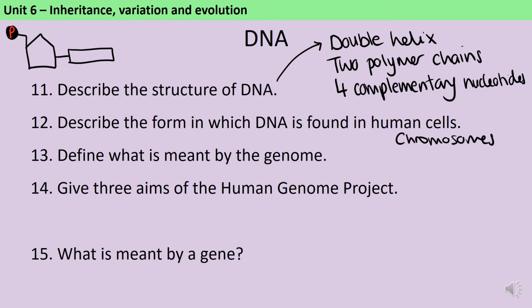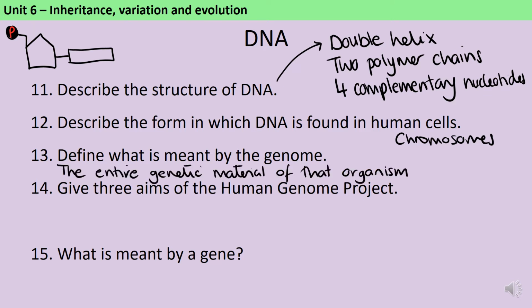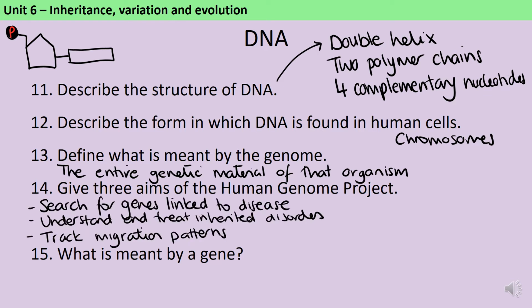The genome is all of the genetic information in an entire organism. And the Human Genome Project had 3 key aims: to search for genes that were linked to particular diseases that were heritable, to understand and treat inherited disorders, and also to track historical migration patterns.